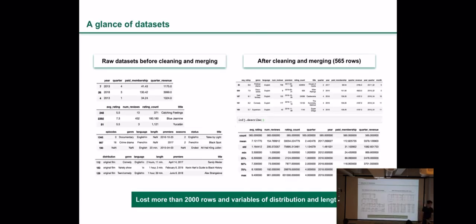This is a glance of my data set before I cleaned and merged those tables, just as it shows. After I cleaned it, I found out that I lost more than 2,000 rows. I also lost many variables, such as the length, because I couldn't find a good way to deal with it, since some items have hours and there are many items without hours. And I lost the distribution as well.